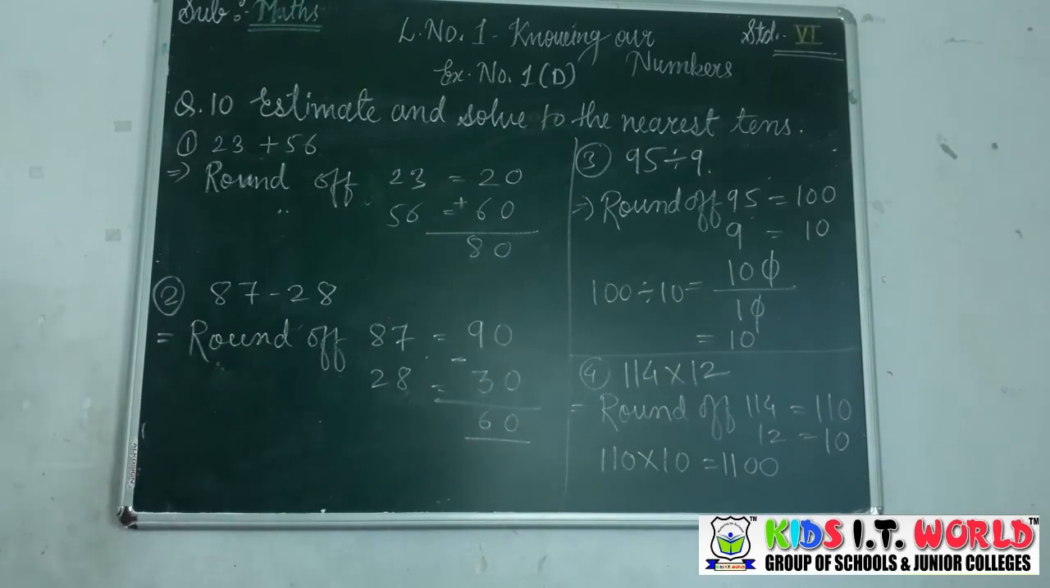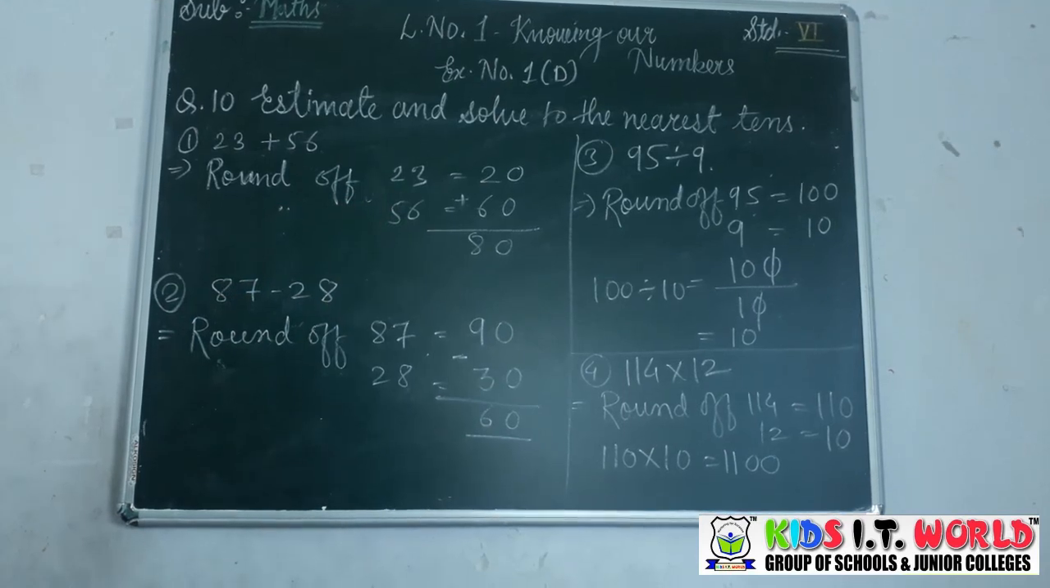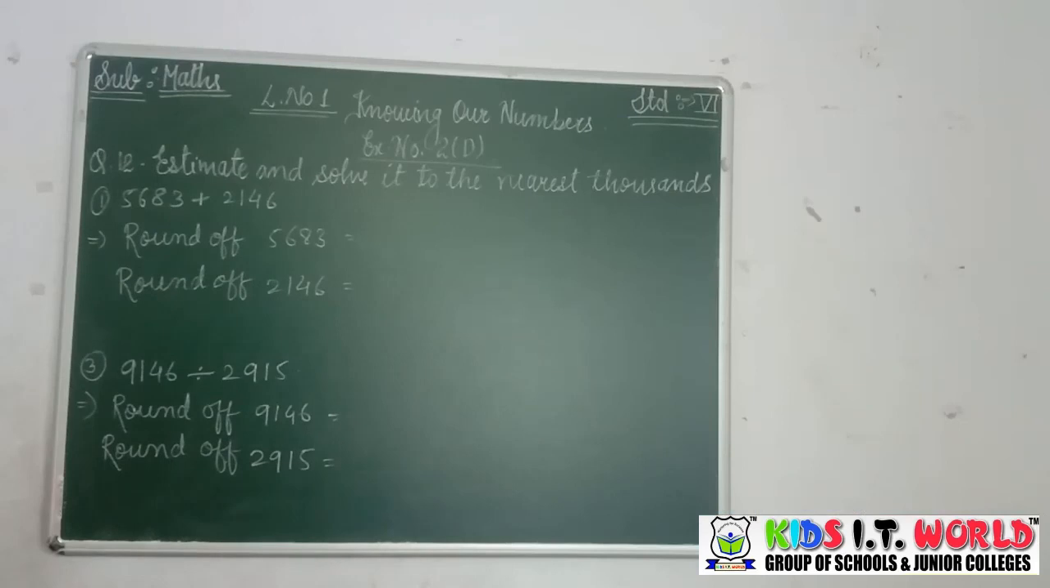In this way you will do it for the nearest hundreds also. Now we will directly see the nearest thousands. Here we will start to estimate and solve to the nearest thousand. In the previous questions we saw how to estimate and solve to the nearest tens, and in the same way you have to do it with the hundreds also. Here you have to estimate and solve the sums to the nearest thousand.